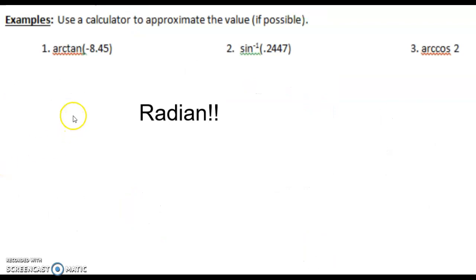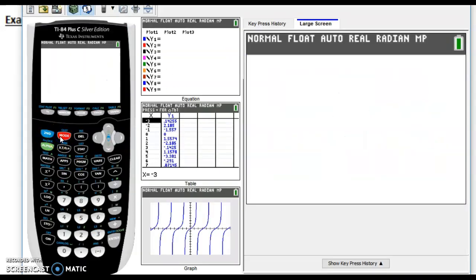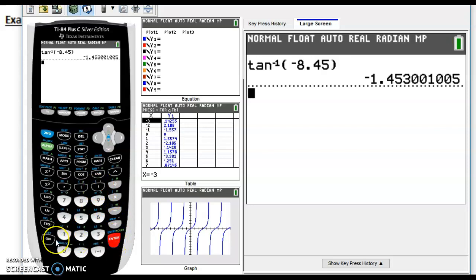Another way you can evaluate these is with a calculator. So if you're checking your work with a calculator, always make sure it's in radian mode. So if we want to find the arctan of -8.45, using your calculator, again, make sure you're in radian mode, which I am. There's no arctan button, but it's the inverse tan button, which we did introduce in a previous section. So I want to hit second tangent and then type in my value of -8.45. And we can see we get -1.453. So number 1 is -1.453.